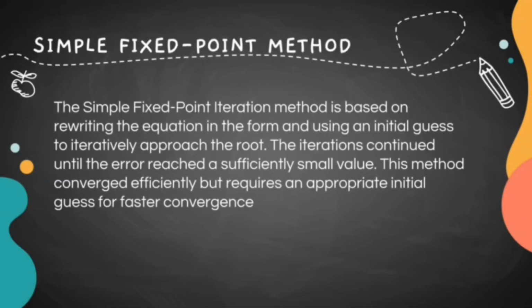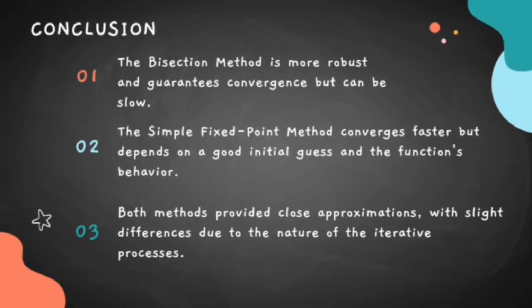The simple fixed-point iteration method is based on rewriting the equation in the form x equals g(x) and using an initial guess to iteratively approach the root. The iterations continued until the error reached a sufficiently small value. This method converged efficiently but requires an appropriate initial guess for faster convergence. In conclusion, the bisection method is more robust and guarantees convergence but can be slow. The simple fixed-point method converges faster but depends on a good initial guess and the function's behavior. Both methods provided close approximations, with slight differences due to the nature of the iterative processes.